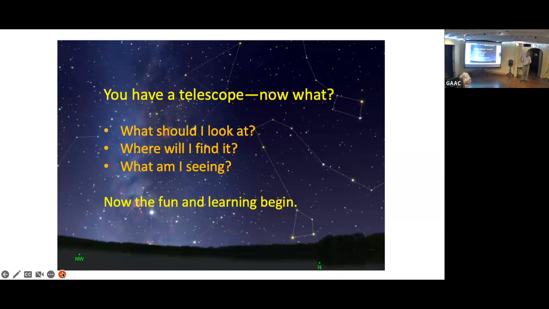So once you do all that, let's say you get a telescope. Now what are you going to do with it? I always say there are three big questions you have to answer as a new amateur astronomer. What should I look at? Where will I find it, in this big dark thing overhead? And what is it? If I find it, what am I looking at? That's kind of where the fun and the learning begins. That's a whole lecture unto itself. So any questions before I hand over the baton?